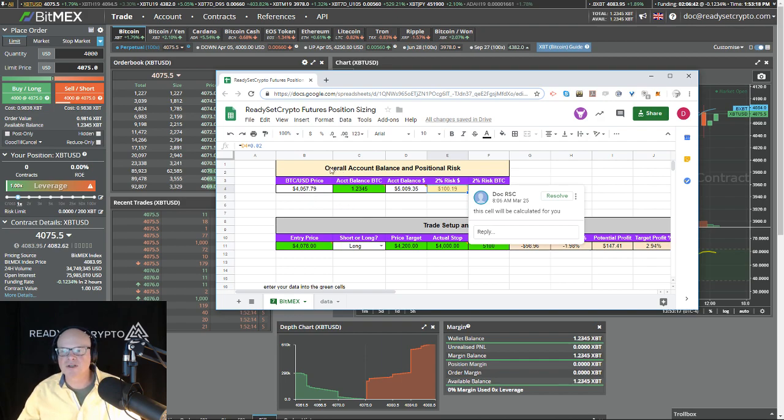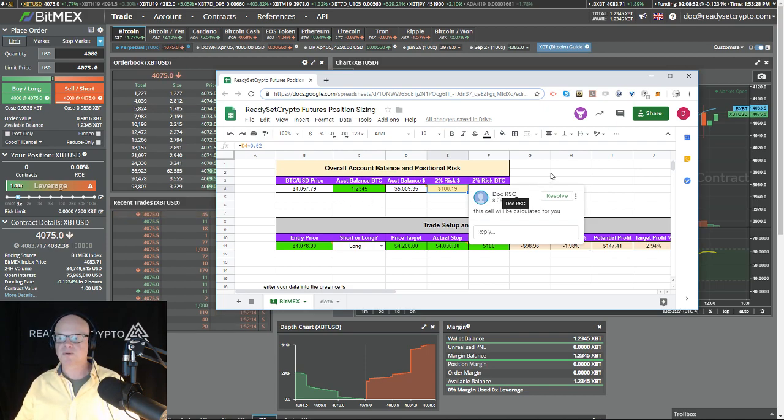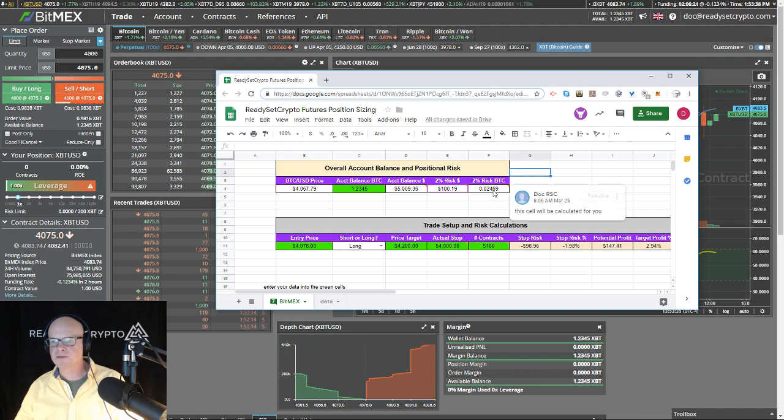Okay, so in this top section here, all I'm doing is poking in my account balance and making sure that everything is up there. So I want to set the risk parameters to my trade. Okay, everybody with me? So that's 2% risk, and I can also calculate that in terms of Bitcoin too. So I can just take this 1.2345 and multiply that by 2%, and we have 0.2469.